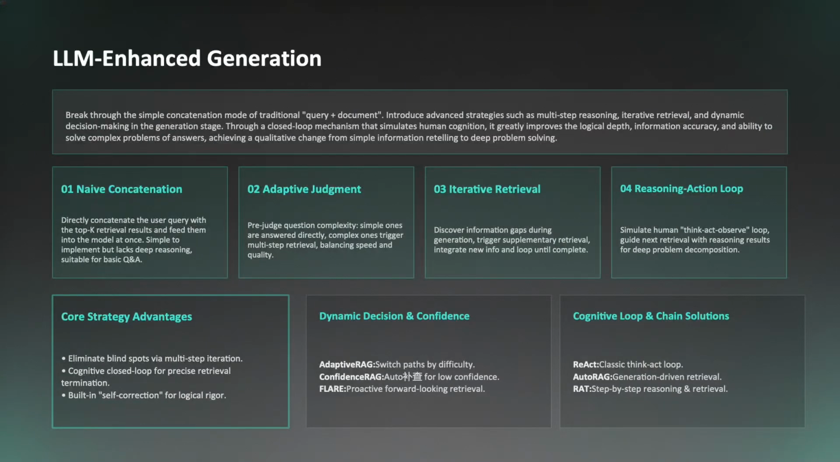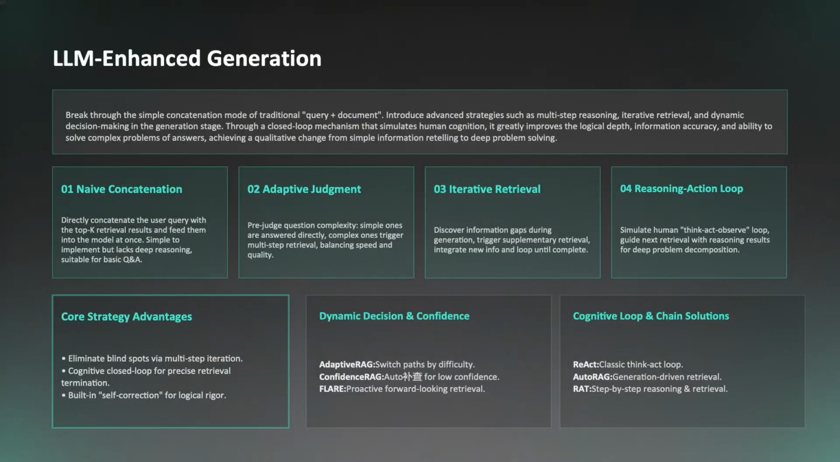We support mainstream generation paradigms. First, naive concatenation. Directly splice user queries and top K retrieved documents as LLM input. Simple and low latency, suitable for basic single-turn Q&A without complex reasoning demands. Second, adaptive judgment. Pre-judge question complexity upfront. Simple questions return direct answers instantly, while complex problems automatically trigger multi-step retrieval and iterative generation, balancing response speed and answer depth.